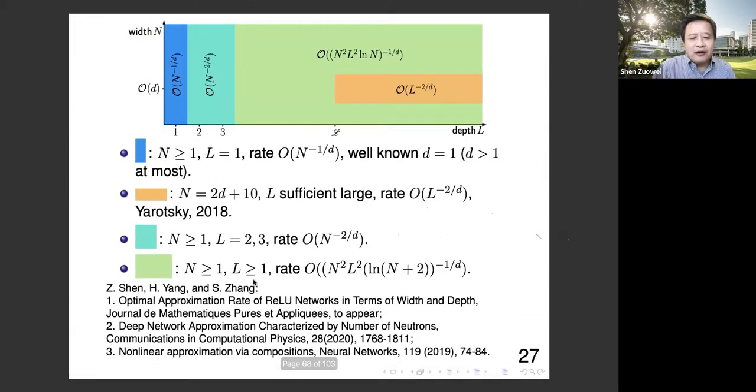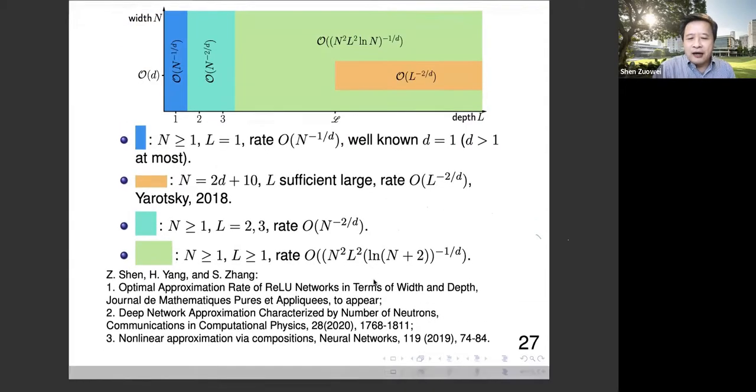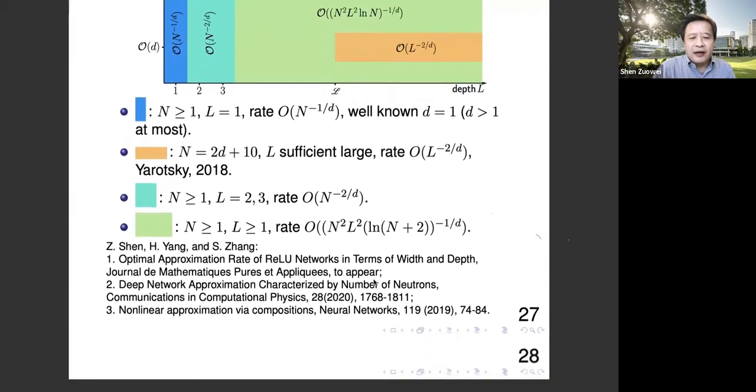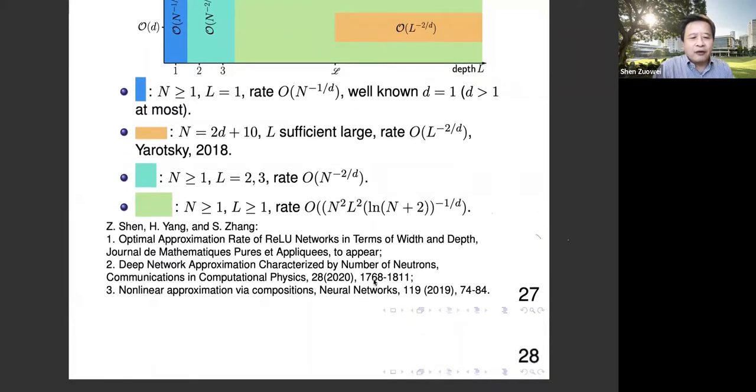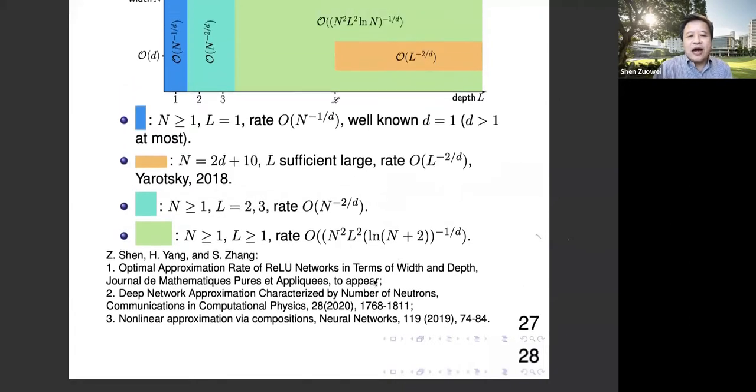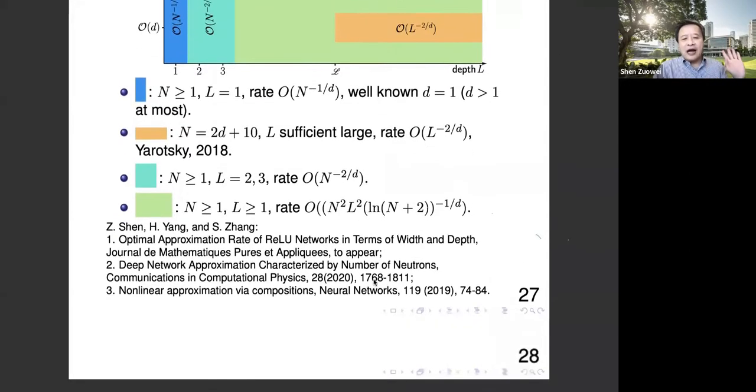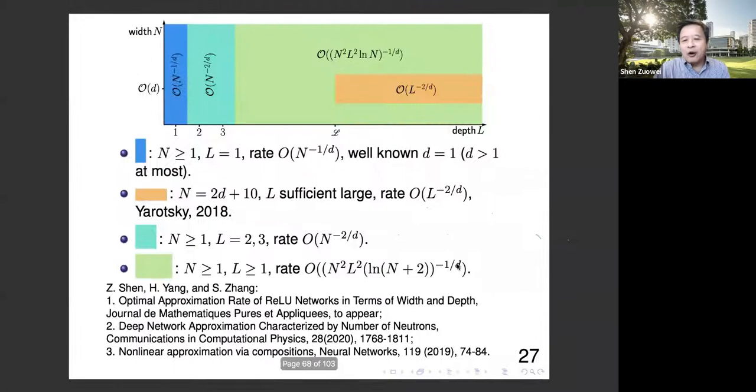In fact, we have three papers on this topic. We wrote three papers on ReLU optimization for approximation of continuous functions. As I said, this is the best you can have. You cannot improve further. Okay, some people are not happy because you still have a 1 over d.